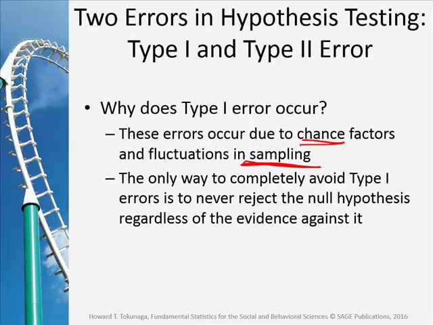The only way to completely avoid a type 1 error is to never reject the null hypothesis, regardless of the evidence against it. This does not work for social science. It doesn't work, because then we could never say that anything is related to anything else. Ever. So we have to accept the possibility of type 1 error. We can reduce it. The main way in which we reduce it is by making sure that our errors truly are by chance and not because of something stupid that we've done, like pick the wrong spoon.